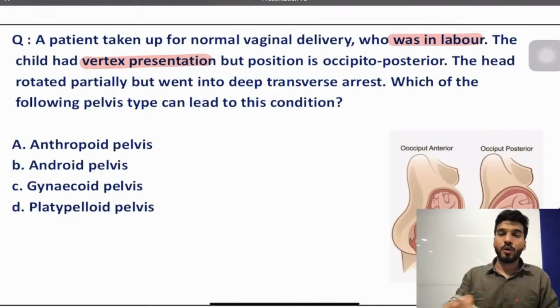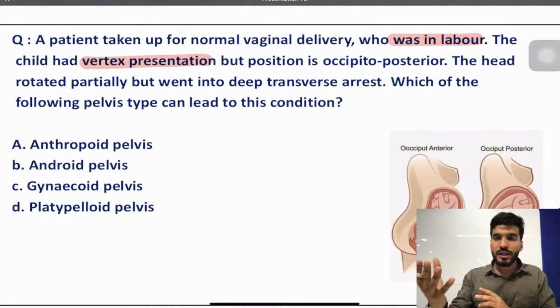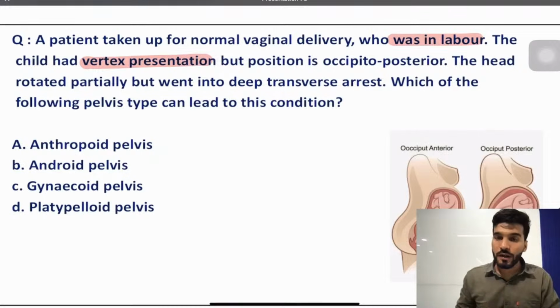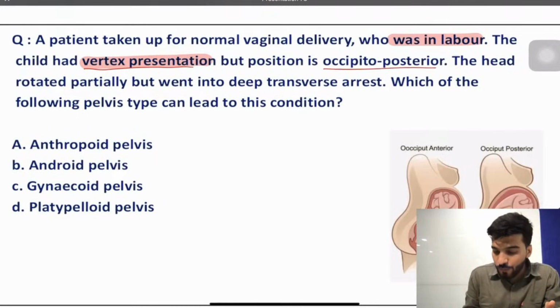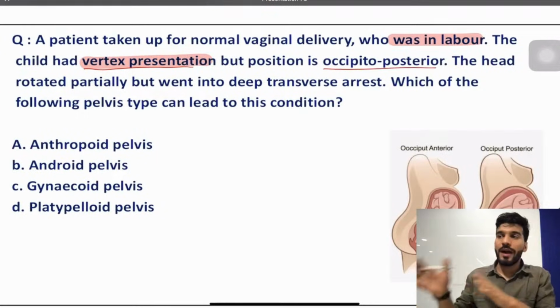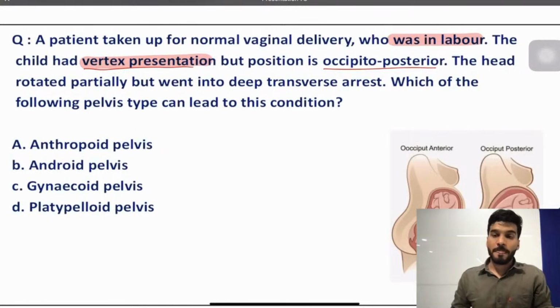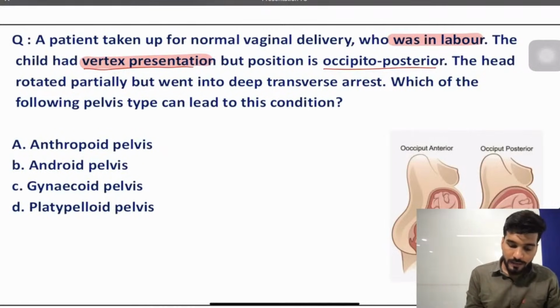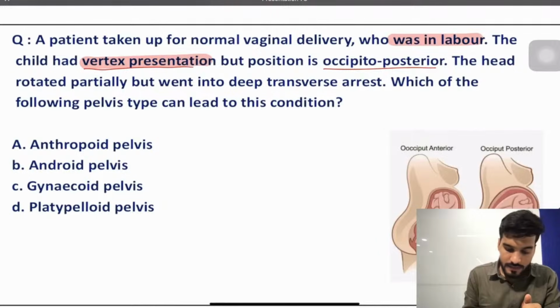Right? Now, depending upon the flexion and the extension of the head, this cephalic can be of different types. It can be face presentation, brow presentation, or vertex presentation. That's what I have written here, vertex. So vertex is a type of cephalic presentation in which the head is touching the lower pole. Is that clear? The position is occipito-posterior. Occiput on the posterior side. Sir, what is occipito-anterior and what is occipito-posterior? Occiput on the posterior side, I call it occipito-posterior. Occiput on the anterior side, I call it occipito-anterior. Okay, the head rotated partially and it went into deep transverse arrest.